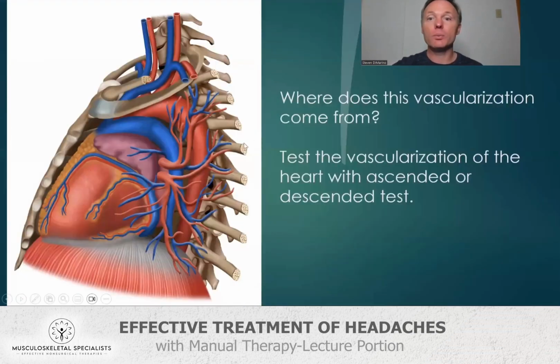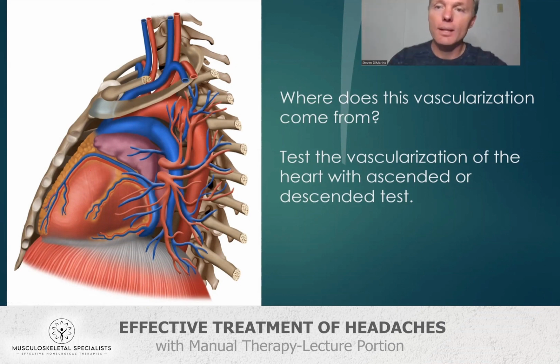Now here is where the vascularization of your head comes from. I'm going to go over the skull in a second. But where does this come from? Well, it goes to the heart. And so as I'm lifting carotid out or jugular out, I could be lifting it all the way to the heart, the jugular to the right atrium. And so how do you test the vascularization below the clavicle, underneath the rib cage?